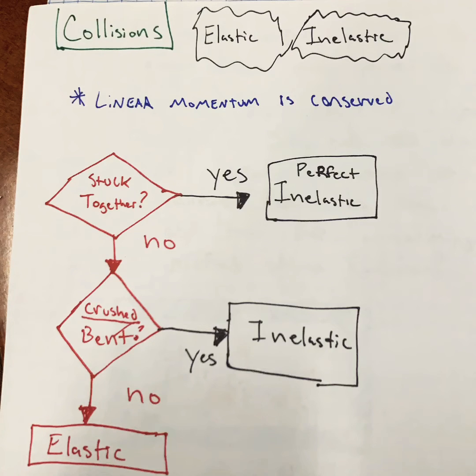Okay, so there are two types of collision, elastic and inelastic. Elastic collision is when the two objects hit each other and bounce off each other. Inelastic collision is when the two objects hit each other and keep moving in the same direction stuck together. So in both collisions, you want to remember that linear momentum is always conserved. However, the total kinetic energy is going to change.